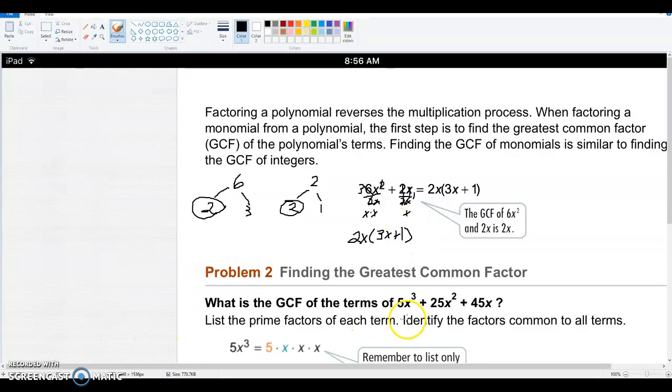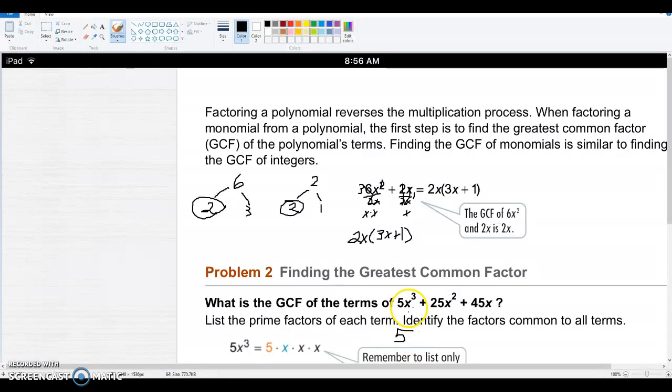So here they're asking what's the greatest common factor of the terms 5x cubed plus 25x squared plus 45x. Well, we know our divisibility rules. Of course, we have a 5 divisibility rule. 5, of course, is divisible by itself. Anything ending in a 5 or a 0 is divisible by 5. So 25 is divisible by 5, and 45 is divisible by 5. So we know that part of our greatest common factor here is going to be 5.